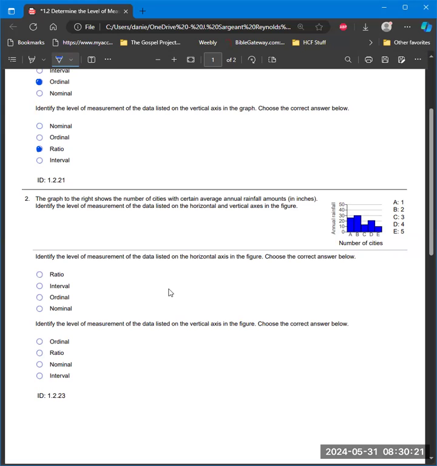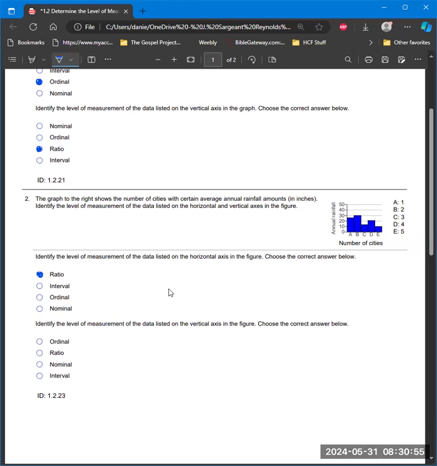Those number of cities there that we're counting are going to be ratio there because they have an inherent zero that's meaningful. 0 cities is a real zero. And you can say 2 cities is twice as big as 1 city, 4 cities is twice as big as 2 cities, and so on. Identify the level of measurement of the data listed on the vertical axis.